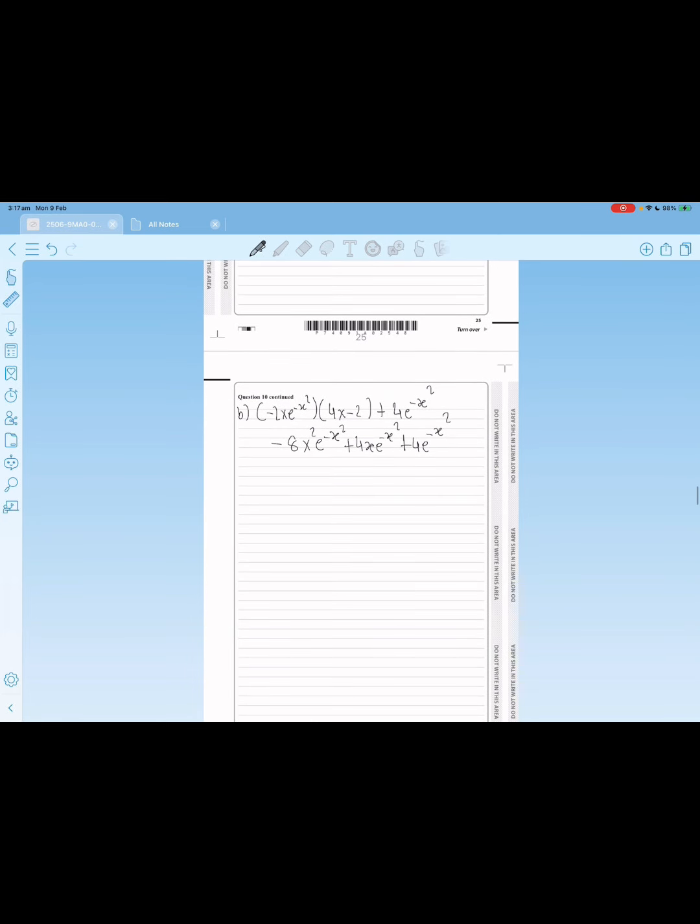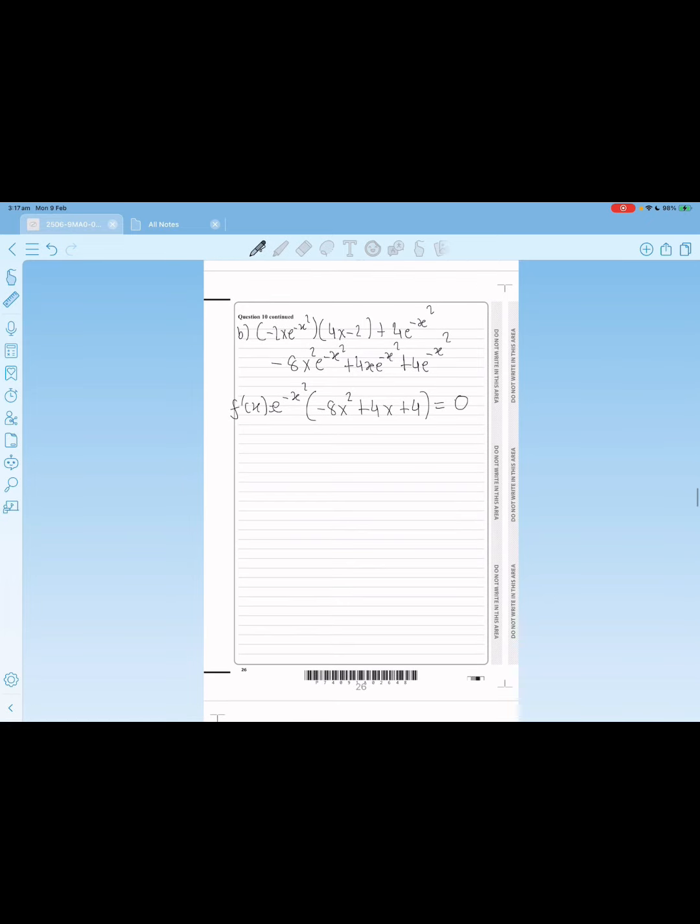Okay, so what we could do is factorize out an e to the minus x squared from the entire expression. Actually, let's expand it first to make it easier. So minus 8x squared e to the minus x squared plus 4x e to the minus x squared plus 4e to the minus x squared. So what's common in all terms? It's e to the minus x squared. So that would give us minus 8x squared plus 4x plus 4 equals 0, because this is the derivative, right? We're trying to find the other turning point.